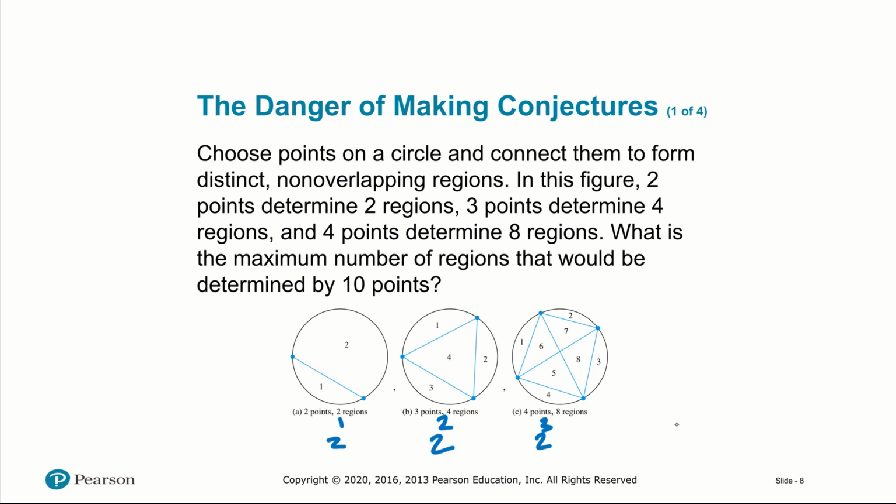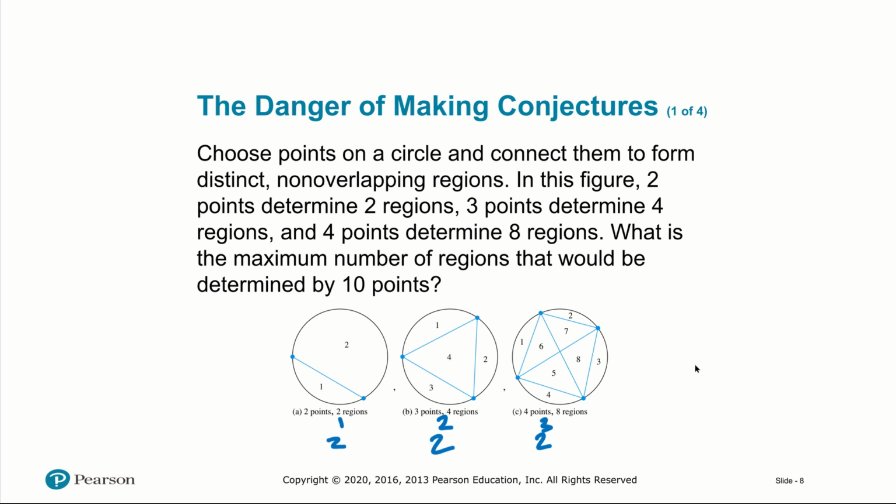8 regions, right? So this looks to be a pretty reasonable conjecture at this point, because basically for the number of points, we notice that the number of regions will be 2 to the power of 1 less than the number of points. So here we had 2 points. What's 2 minus 1? That's 1. Here we had 3 points. So 2 to the power of 3 minus 1, that would be 2. Here we have 4 points. So 2 to the power of 4 minus 1, which is 3.